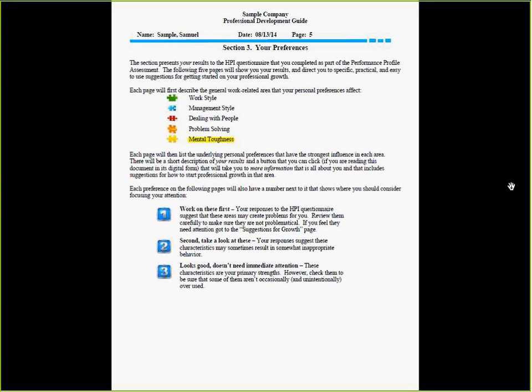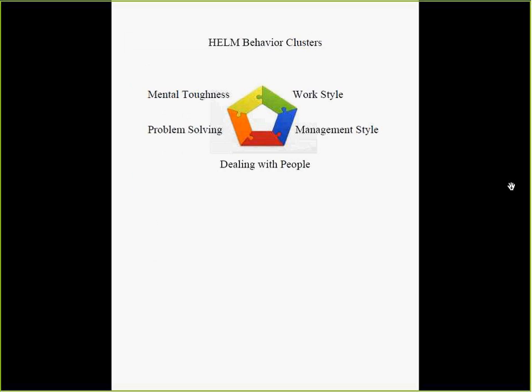What do we mean by behavior clusters? Let's step away from the PDG report for just a moment. A behavior cluster is a way of looking at job-related areas of behavior that are important for successful professional performance.